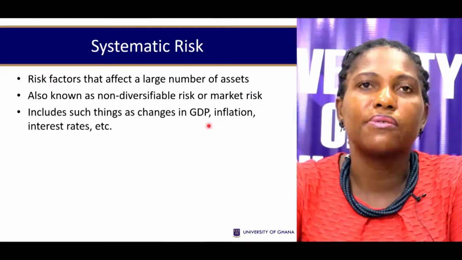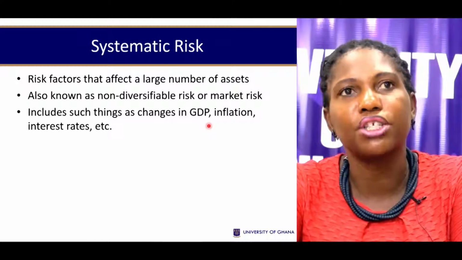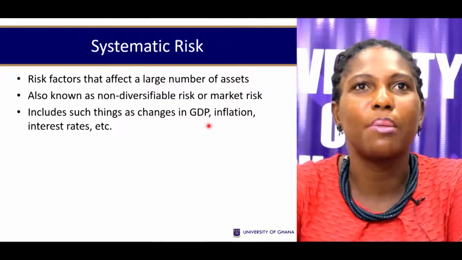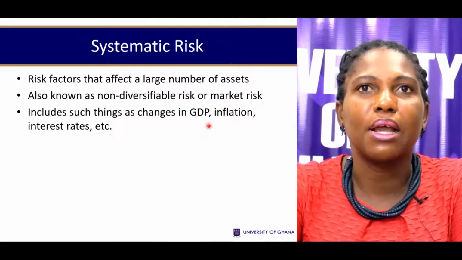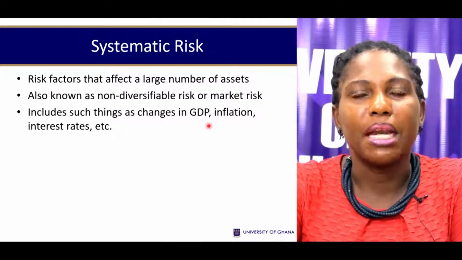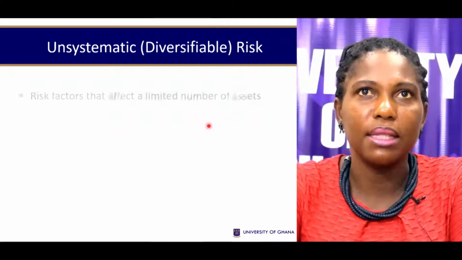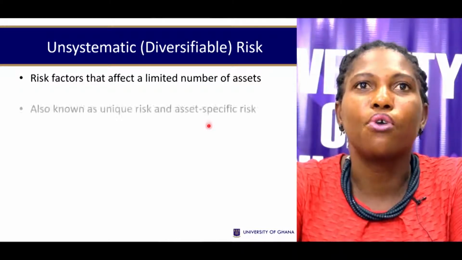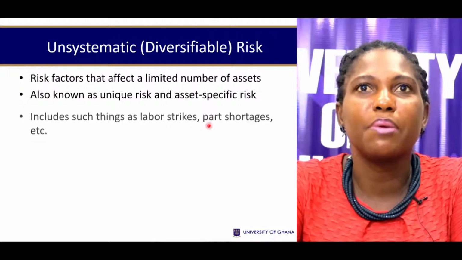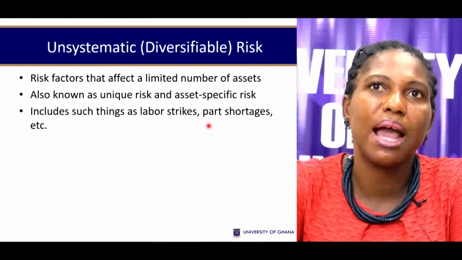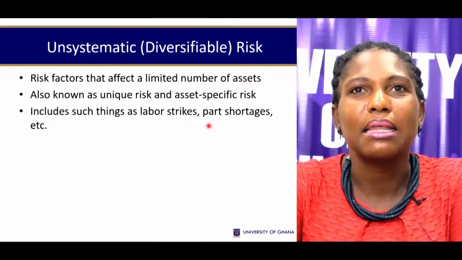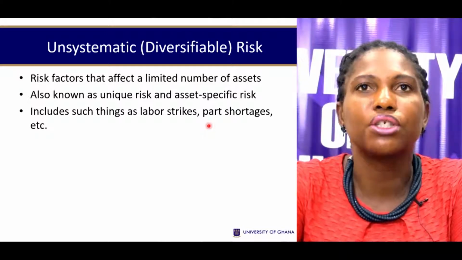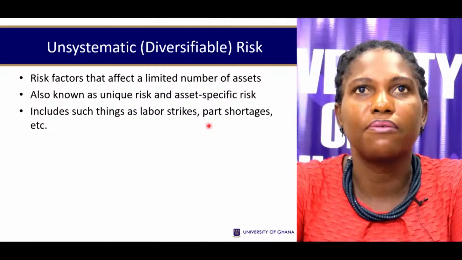It normally emanates from such things as GDP, inflation, increases in interest rates, or changes in interest rates. This has to do with the economic system, and being in the economic system exposes an investment to such factors. On the other hand, diversifiable risk is limited to a number of assets. It's specific, and it flows from unique situations that may be specific to a firm, and that could be labor strikes, parts shortages, and others. That is more specific to a firm. So when you invest away from such a situation, you are less prone to it, and for which reason it's considered diversifiable.